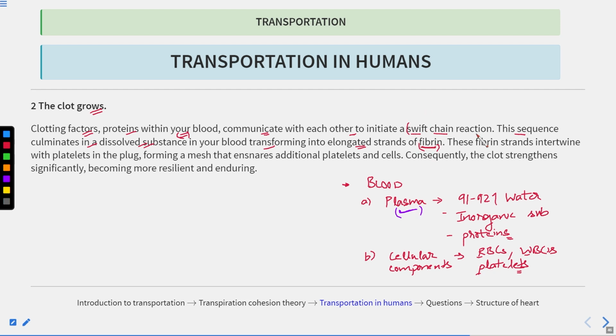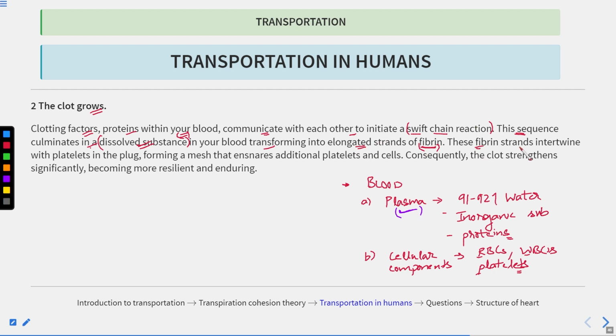So a chain reaction is now stimulated, and this sequence culminates in a dissolved substance present in the blood. This dissolved substance is transformed into fibrin. We will talk about this dissolved substance. What is this dissolved substance, which is transformed into fibrin, the elongated strands?